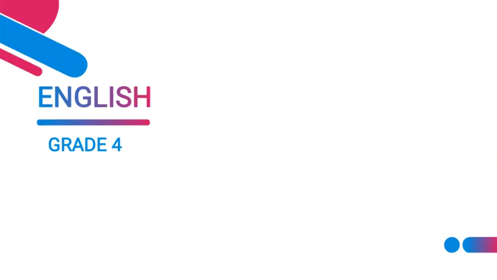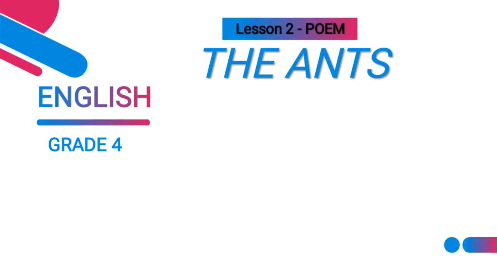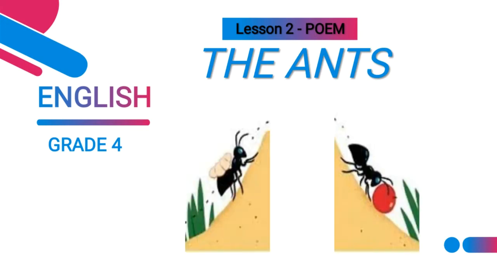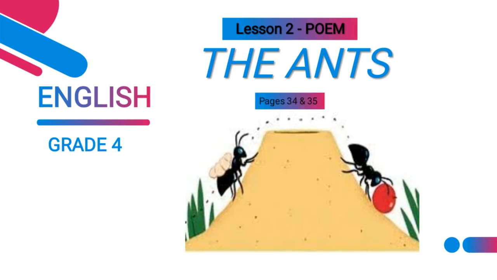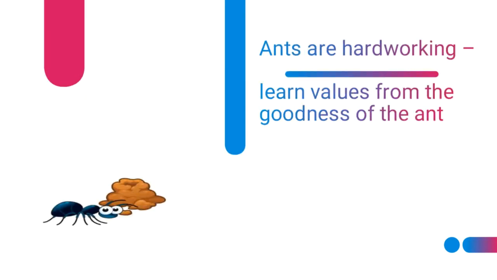So, children, today we are going to start a new lesson, a new poem. The name of the poem is The Ants. So, what's the title of the poem? The Ants. It's given on page number 34. Please take page number 34 now. Have you all taken it?